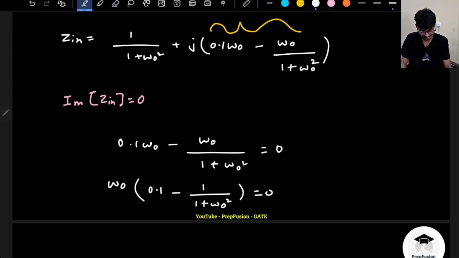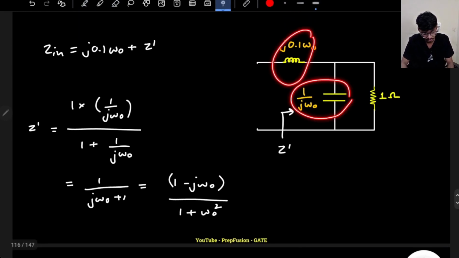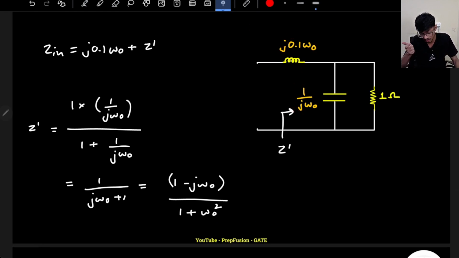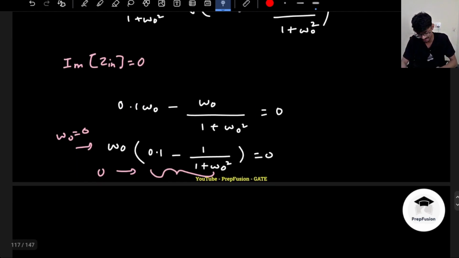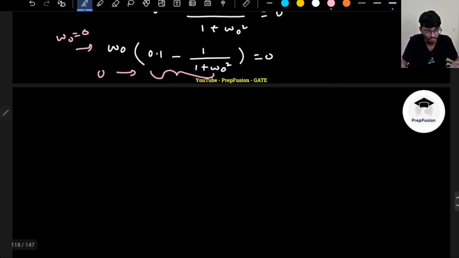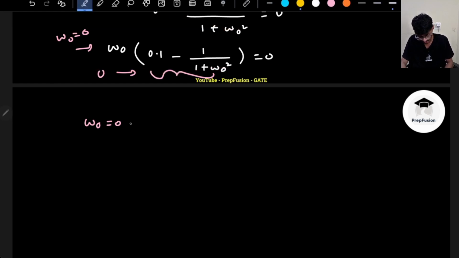So there are two things here: either omega naught is equal to 0 or this whole bracket is equal to 0. Of course I will not choose omega naught to be 0. If omega naught is 0, what will happen? This one will be 0, this one will be open circuit. So omega naught equal to 0 is also a valid resonance frequency. But as we are discussing AC quantities, omega naught 0 means it is DC. So we will ignore the DC. Omega naught equal to 0, although it is a solution here, is not valid.